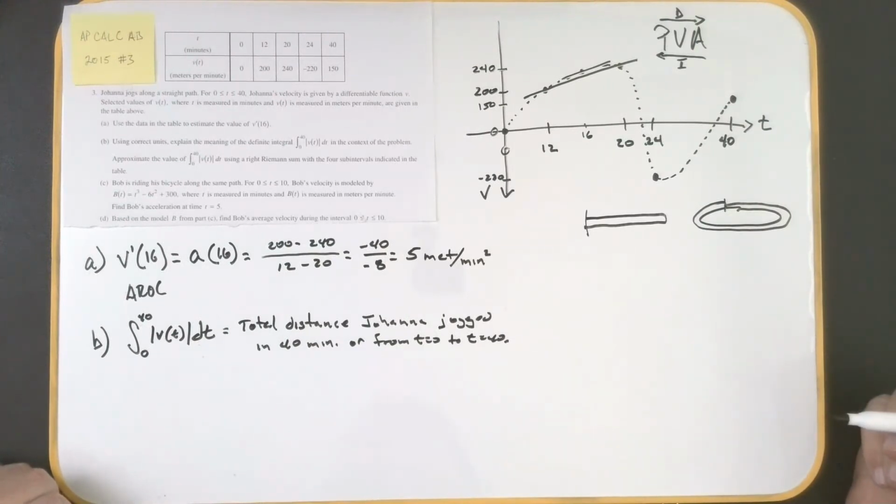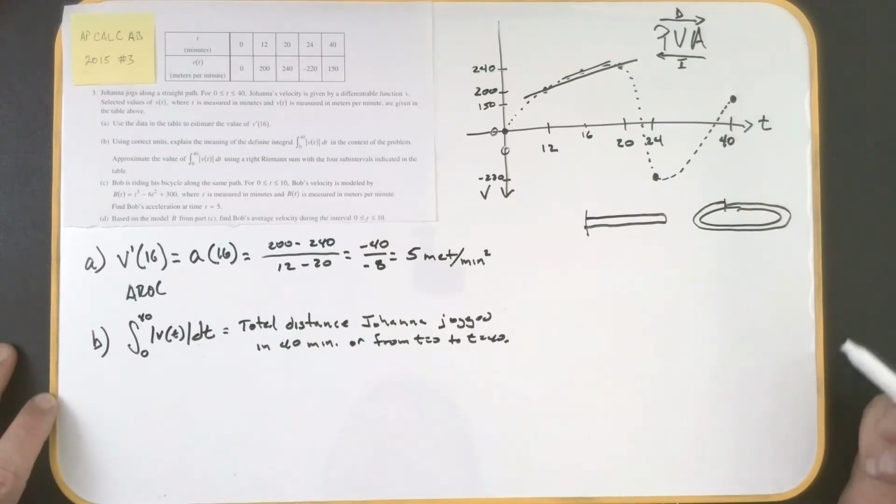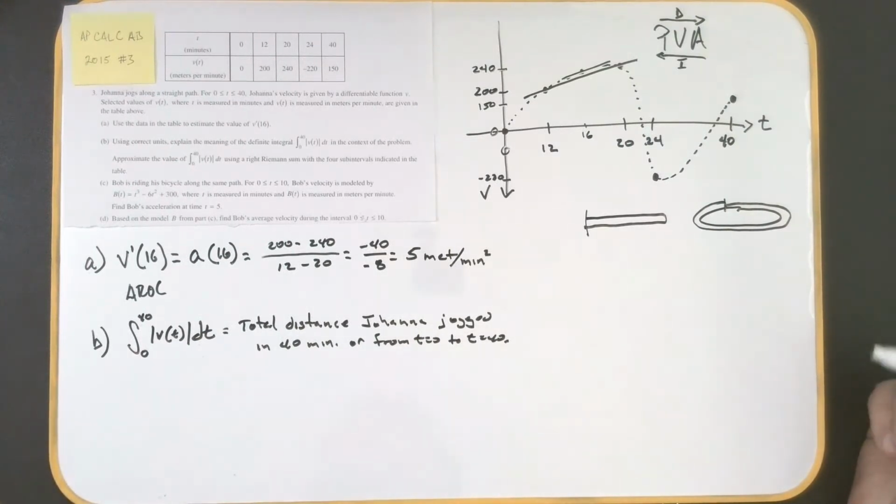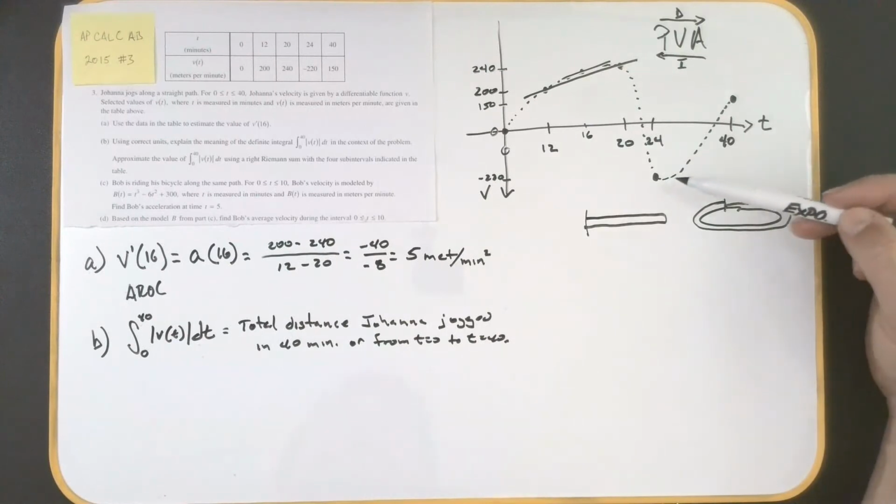Now, if it would have just been v of t, that's where you got to think. What would it have given you? The distance would have been her change in position in the 40 minutes, from t equals 0 to t equals 40. So remember, your change in position is oftentimes different than your total distance traveled. Clearly that's going to be the case with this one because we have a negative value we have to deal with here.